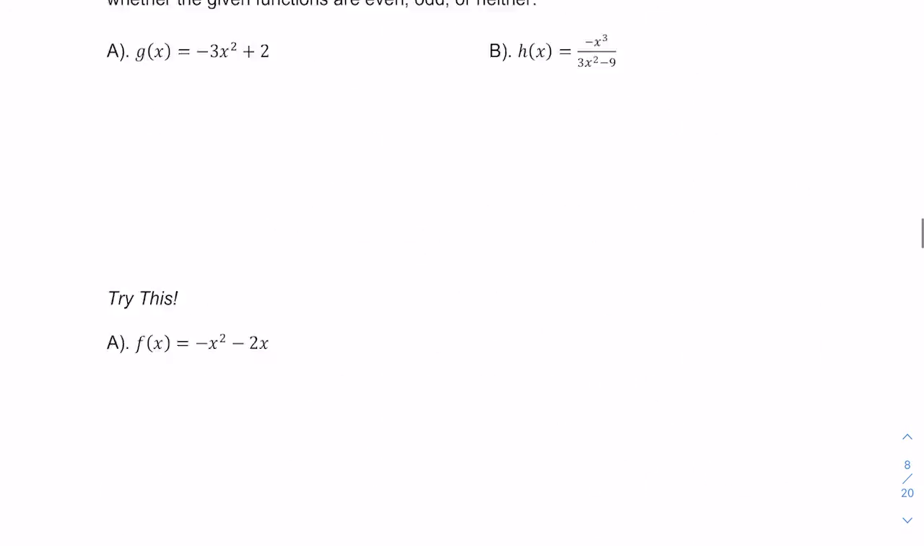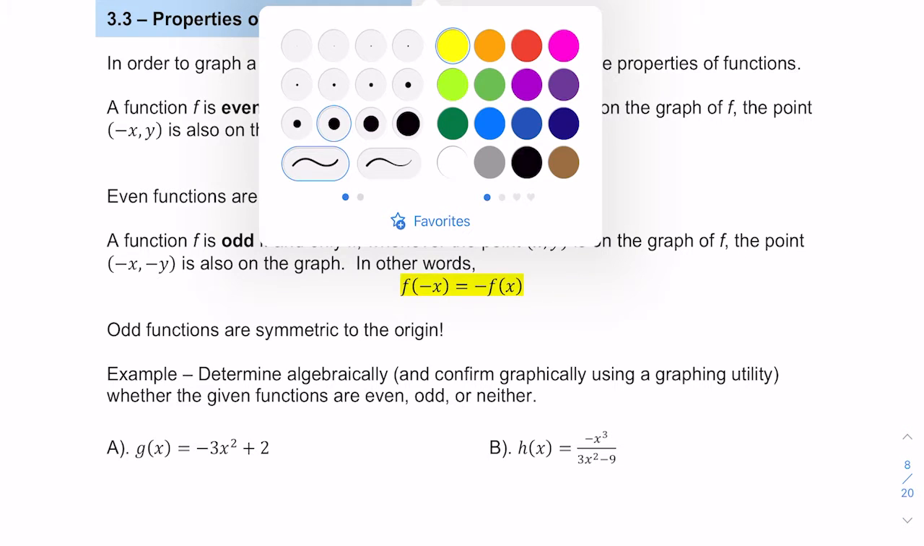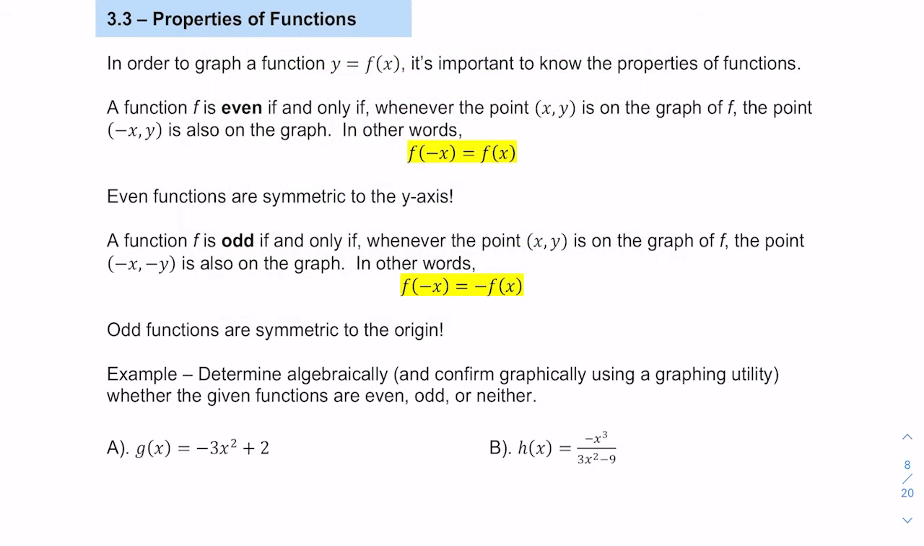Okay, so we kind of talked about even and odd before when we looked at symmetry, believe it or not. So they're related. A function is even if you replace all of the x's with negative x and it returns the same function. It's also symmetric to the y-axis. We looked at that in a prior section, so that's important to know. Even functions are symmetric to y.